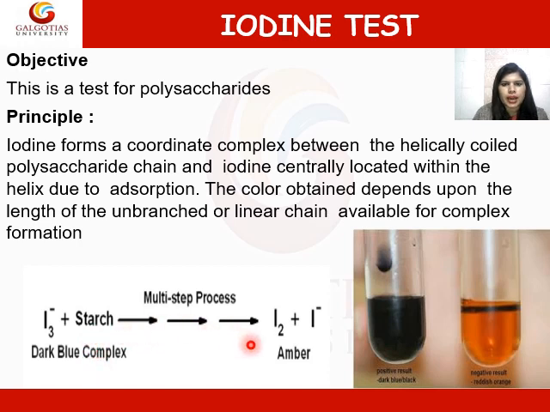When treated with starch, it gives a dark blue complex, and with glycogen, it gives an amber colored reaction. Amylose present in the starch, a linear chain component of the starch, gives a deep blue color on reaction with iodine. Amylopectin, a branched chain component of starch, gives a purple color.